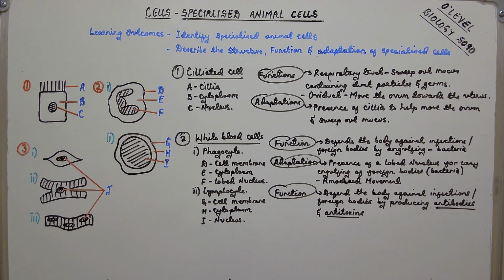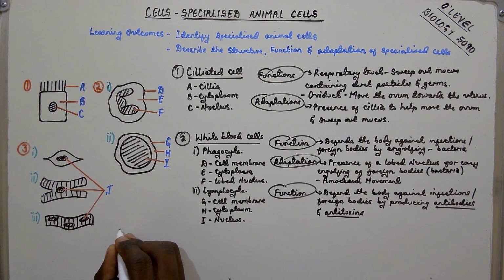Okay, now looking at the adaptation, usually under the lymphocyte, we just say it has a large nucleus and a thin cytoplasm. Okay, the third one, we'll say 3.